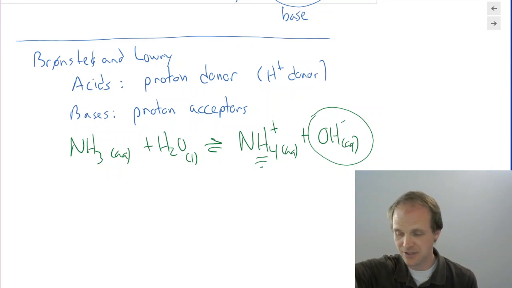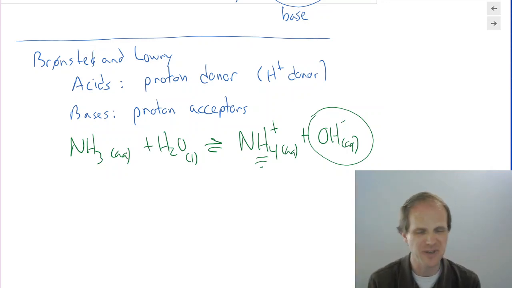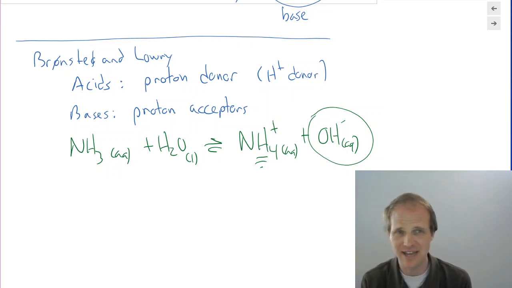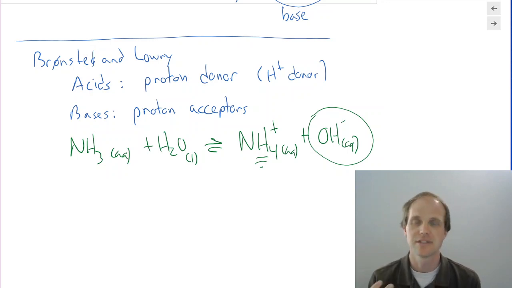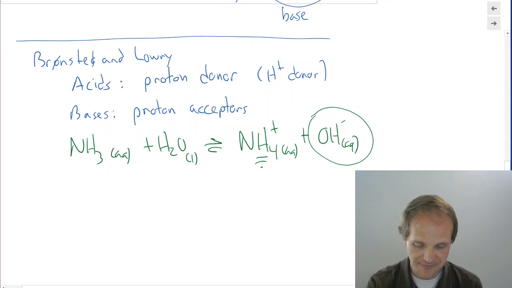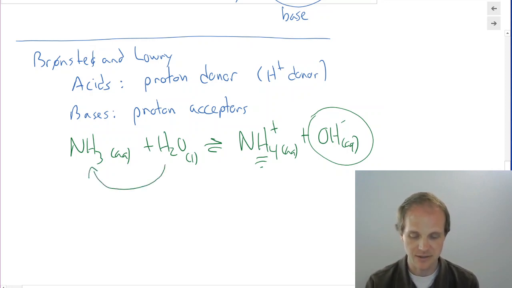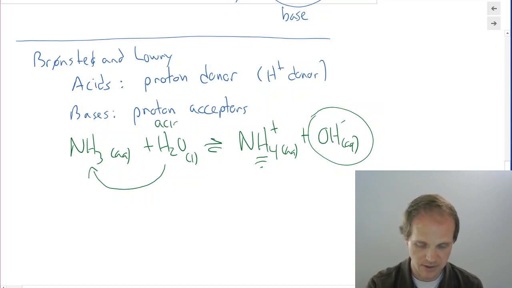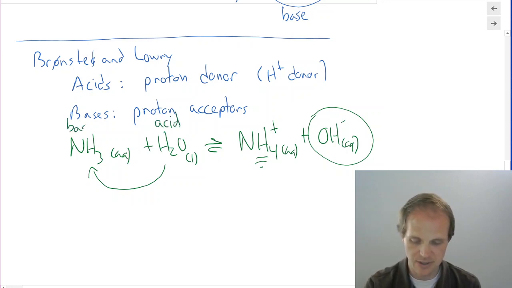Also in the previous definition, right, because it was producing OH-, but it's technically a little off because it had no OH to produce with. So here we can just watch what happens to the proton. The proton left the water, leapt onto NH3. That makes this water, what? A proton donor, or an acid, and it makes the NH3 the proton acceptor, or the base.